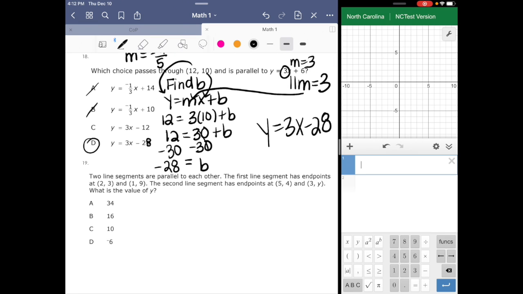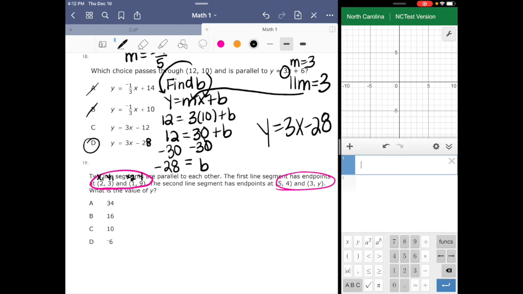All right, number 19, it says 2 segments are parallel. The first segment has these endpoints, and the second one has these. So what is the value of y? It's very similar to the problem we did just a second ago. So we need to first find the slope. In order to find the parallel slope, it'll have to be the same.